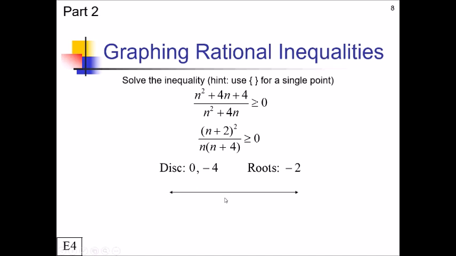So I've got a number line, and I'm going to put on my critical values. The furthest left one is going to be this -4. Since it is a discontinuity, it automatically has to be an open dot. There's no choice on that.